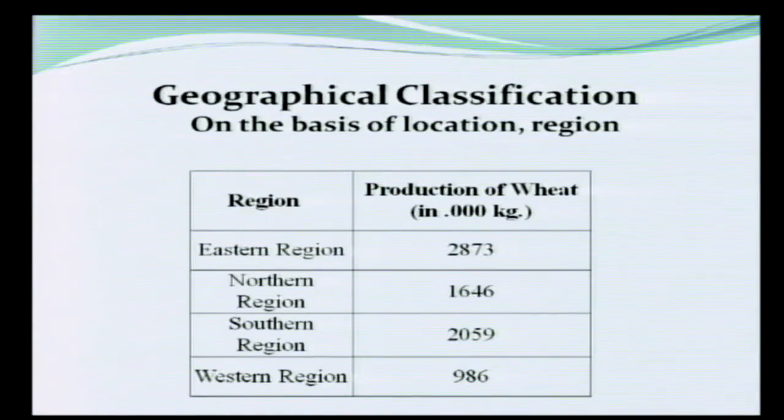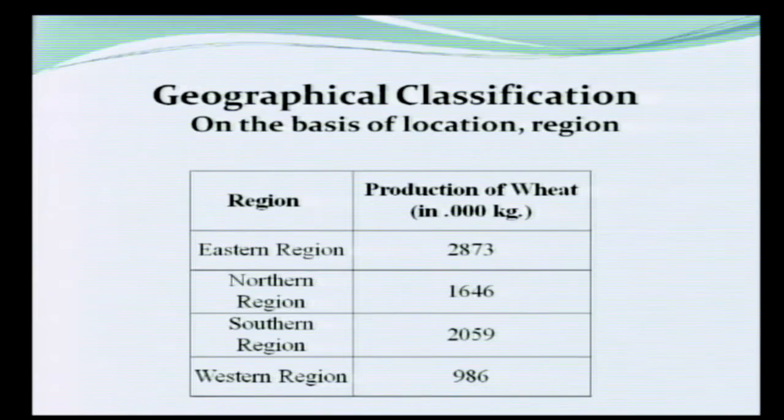First of all, the geographical classification. The geographical classification can be done on the basis of the location, region, etc. Geographical classification is used when we have data on different commodities, for example, the production of wheat. The production of wheat in some particular cycle can be classified for the whole of India into 4 regions. The regions may be eastern region, northern region, southern region and western region, and the magnitude can be put regarding their particular region.